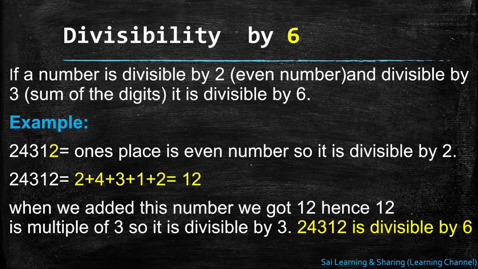And let's check if it is divisible by 3. 2 plus 4 plus 3 plus 1 plus 2. We get 12. And hence 12 is a multiple of 3. It is divisible by 3. So 24,312 is divisible by both 2 and 3. So 24,312 is divisible by 6.